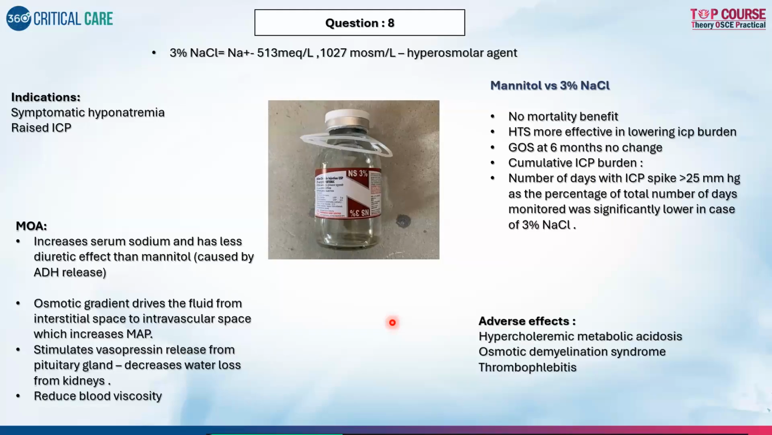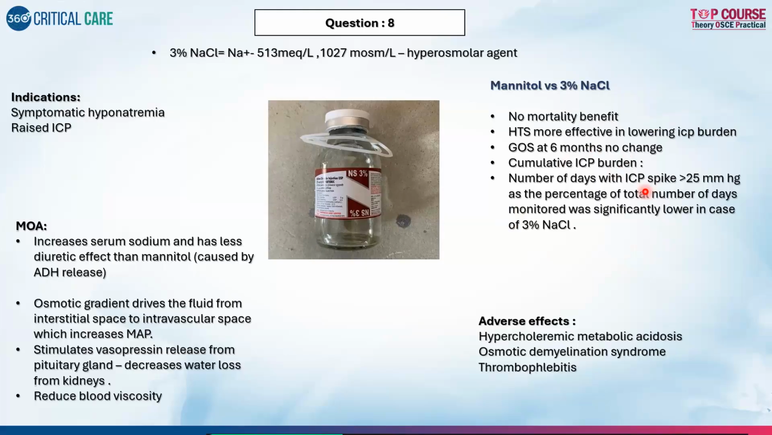It increases the serum sodium and has less diuretic effect compared to that of mannitol. Osmotic gradient drives the fluid from the interstitial space to the intravascular space, and it also stimulates the vasopressin release from the pituitary and reduces the blood viscosity. So, if we have to choose between mannitol and 3% NaCl, what does the guidelines say, or what does the evidence say? There is no mortality benefit of one over the other.